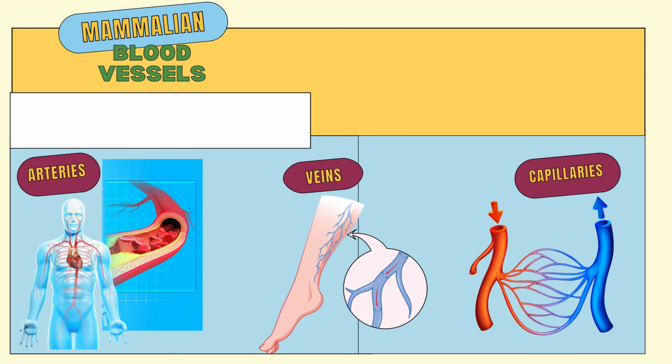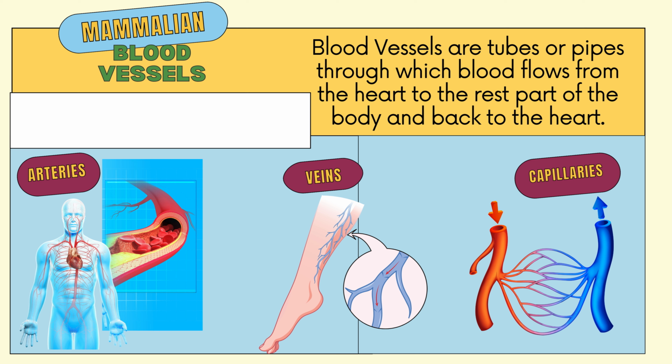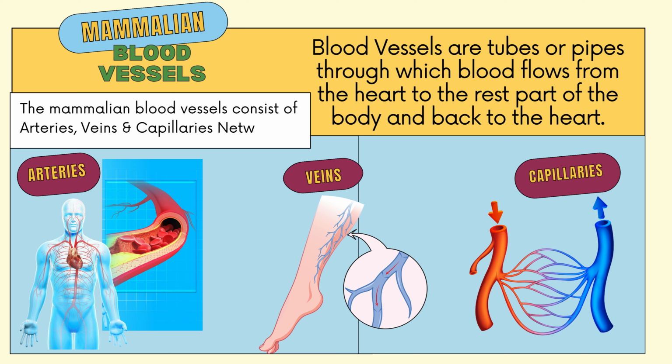Now let's take a look at the blood vessels. The blood vessels are tubes or pipes through which blood flows from the heart to the rest parts of the body and back to the heart. The mammalian blood vessels consist of arteries, veins, and capillaries network. The arteries. The arteries are the blood vessels which carry blood away from the heart to the body. Arteries have thick muscular wall with small lumen or canal. The wall are elastic to withstand the high pressure when blood flows through it coming from the heart.